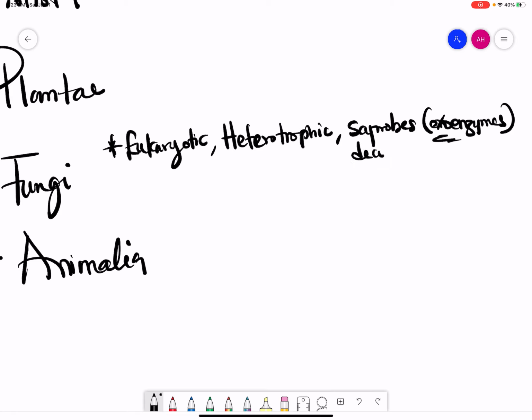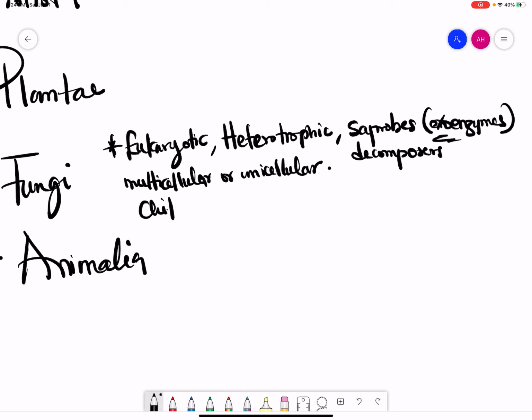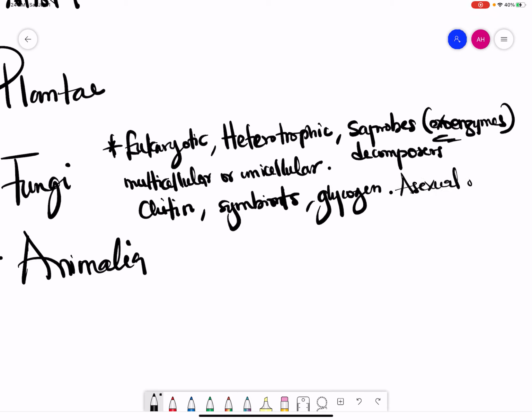This means that they're also very important decomposers. They're very efficient decomposers. These organisms can be multicellular or unicellular. They have chitin in their cell walls, and they're also excellent symbionts. They store food as glycogen, just like in animals. They also may be asexual or sexual. Those that are asexual reproduce by producing spores.